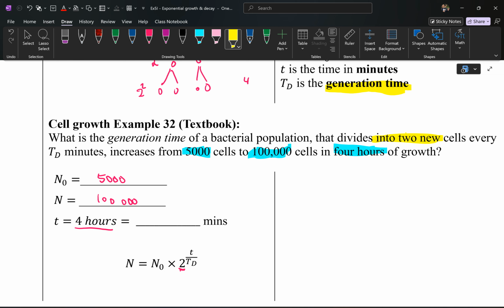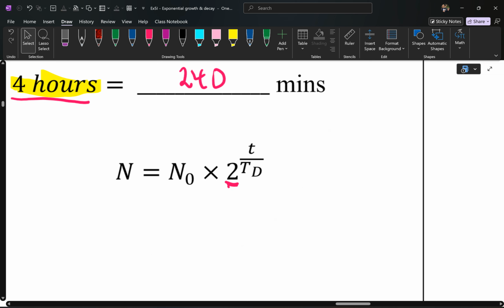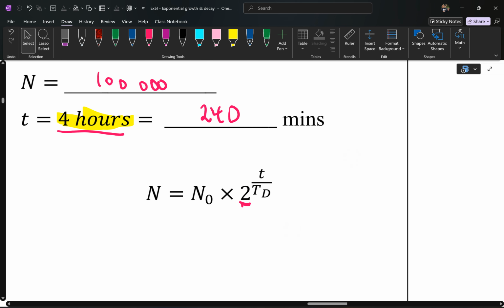Since we're asking for generation time TD in minutes, you need to make sure that this 4 hours is in minutes. Now, what's 4 hours in minutes? Let's go with Adrian. What's 4 hours in minutes? 240. So this should be 240 minutes, and what we're trying to figure out is TD. You can use your CAS to calculate this, or you can do it, again, by hand. So let's do it.